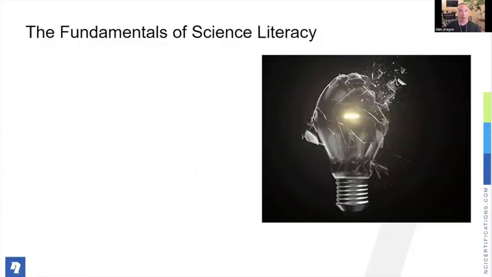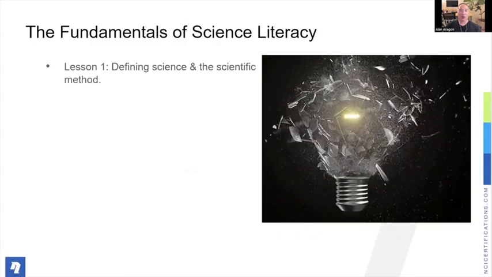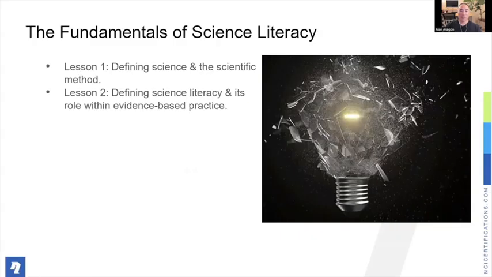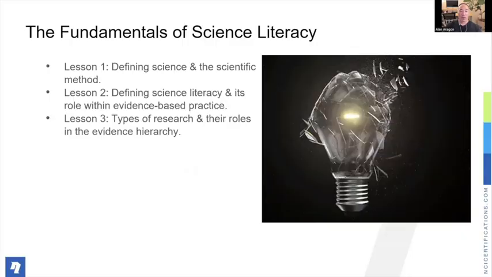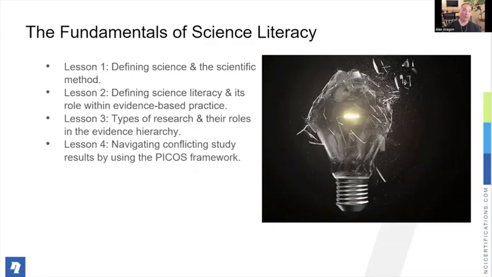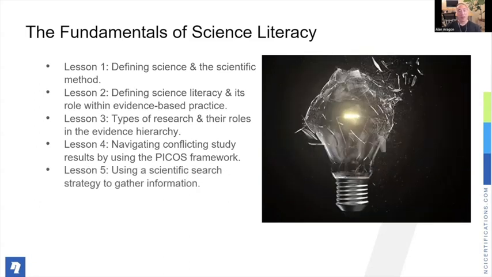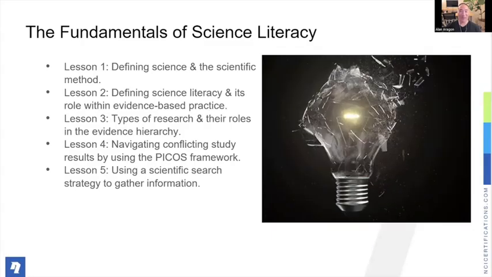Okay, so we're going to have 6 lessons within this module. The first one will define science and the scientific method. The next one will be defining science literacy and its role within evidence-based practice. Third lesson involves learning the types of research and their roles in the evidence hierarchy. Fourth lesson, we will navigate conflicting study results by using the PICOS framework. And then we're going to learn how to use a scientific search strategy to gather information. And we'll look at an example where we actually investigate a particular claim that may or may not be dubious. We'll see.